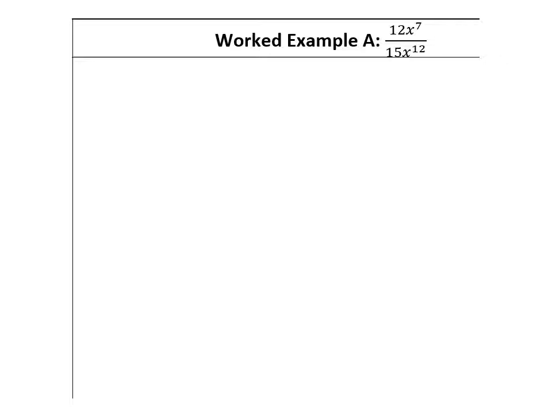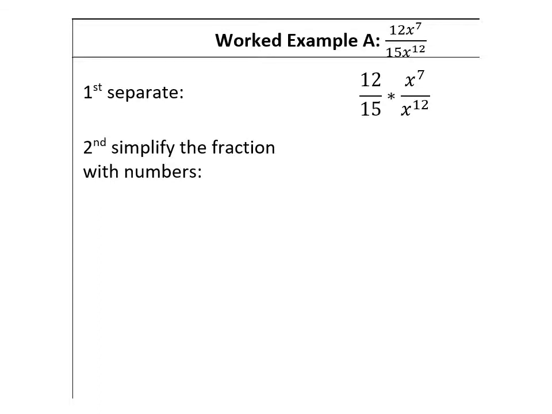Now let's walk through an example. First thing is we separate the different things that we're working with. So 12 over 15 is just numbers, x to the 7th over x to the 12th. Simplify the fraction with numbers. 12 over 15, I can divide them both by 3. So that gets us 4 over 5.